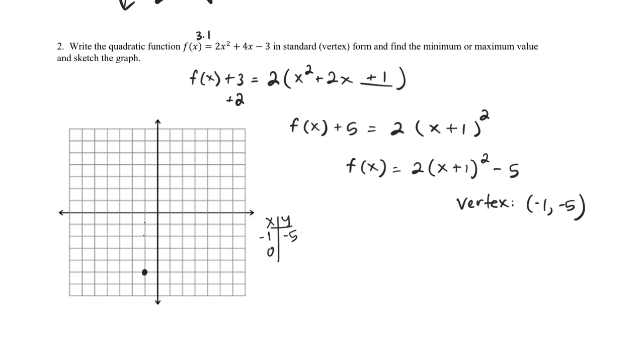If I plug a 0 in for x, I'm actually not going to use the vertex form. I'm going to use what we started with. If both x variables are 0, that gives us a -3. So 0, -3, and then we can use the fact that a parabola is symmetric, meaning there's a line of symmetry down the vertex, so there's going to be another point reflected over there.